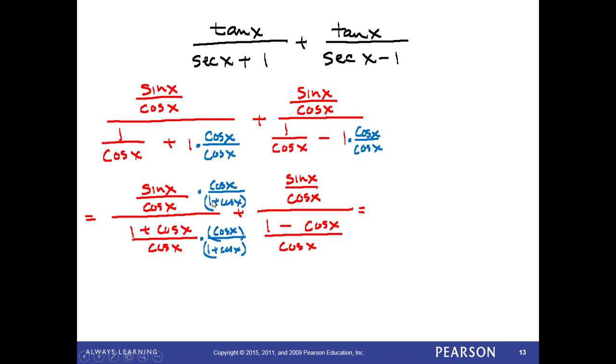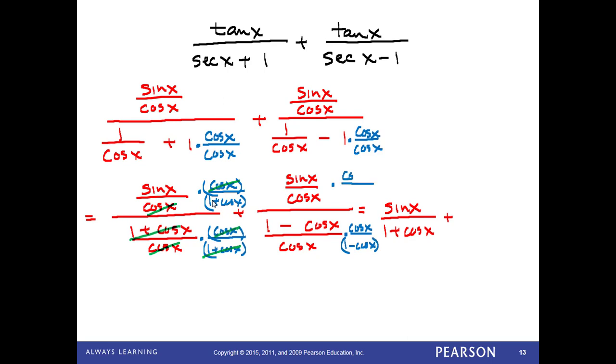So as I do this right on top here, I notice everything cancels on the bottom, just as I planned it, right? On top, though, I see a cosine canceling. So that first fraction really changes into a sine of x over 1 plus cosine of x. Nice. No more complex fractions. That's a good thing.